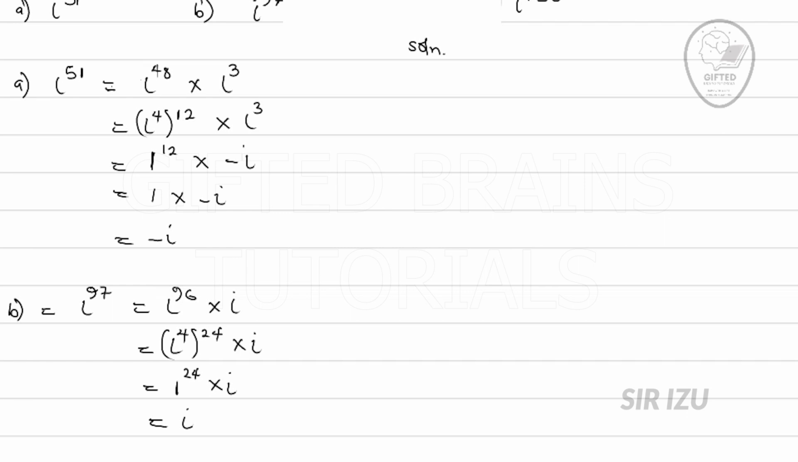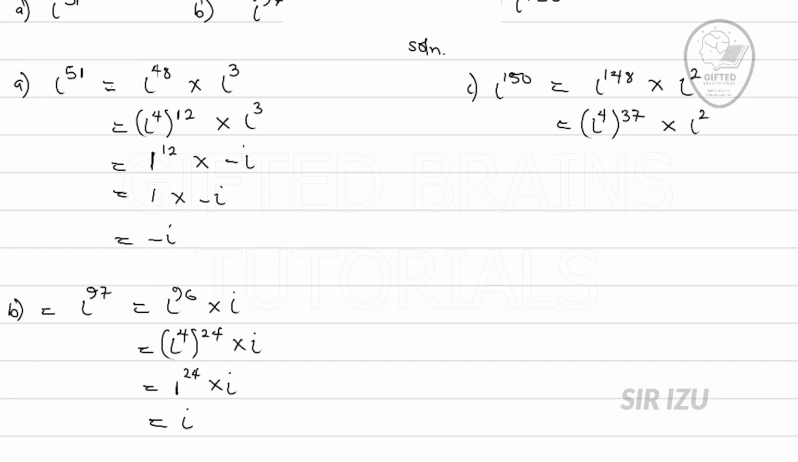Let's take the last one, i raised to power 150. The multiple of 4 closest to 150 is 148, so that will give me i raised to power 148 multiplied by i raised to power 2. At the end of the day, factorize 4 out, that way i raised to power 4, all in brackets raised to power 37, and then multiply by i squared.